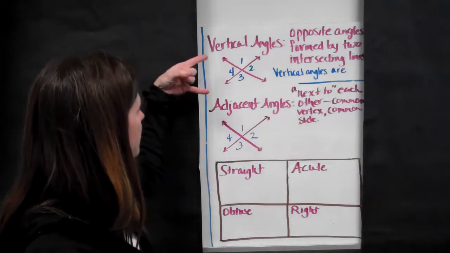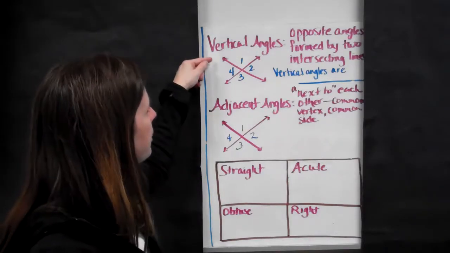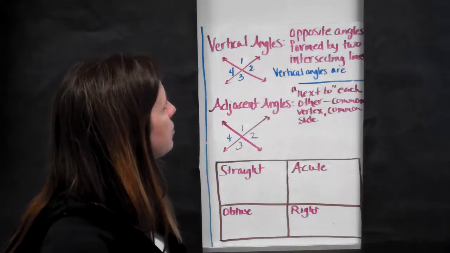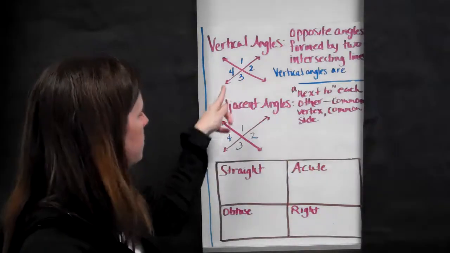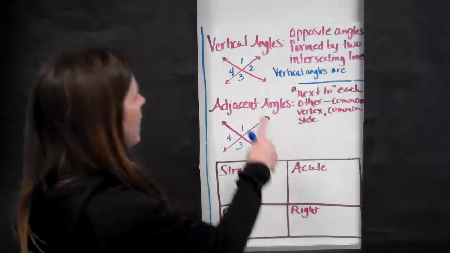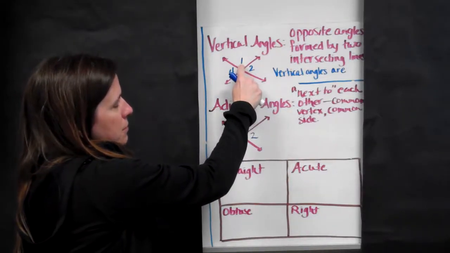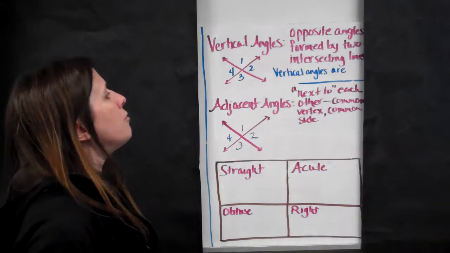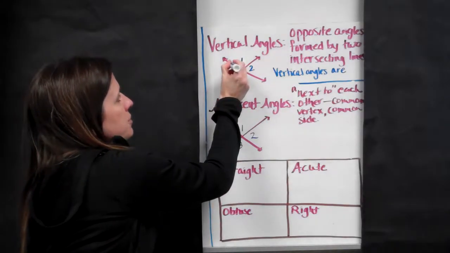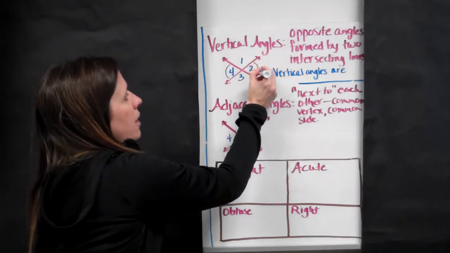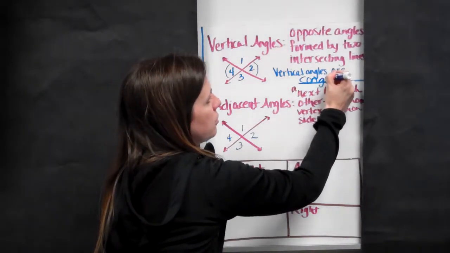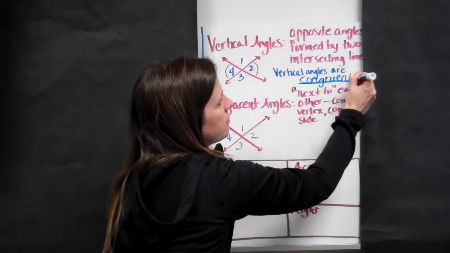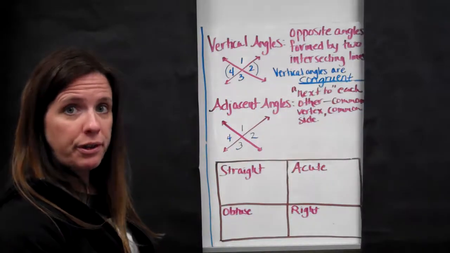First are two kinds of angles that we can have. Vertical angles, those are opposite angles formed by two intersecting lines. So you have two intersecting lines like the ones that I've drawn up here. And I have my angles named with just numbers, 1, 2, 3, and 4. Vertical angles are across from each other, and they are always congruent. And what does congruent mean? Congruent is a fancy math term for equal, so vertical angles are equal.